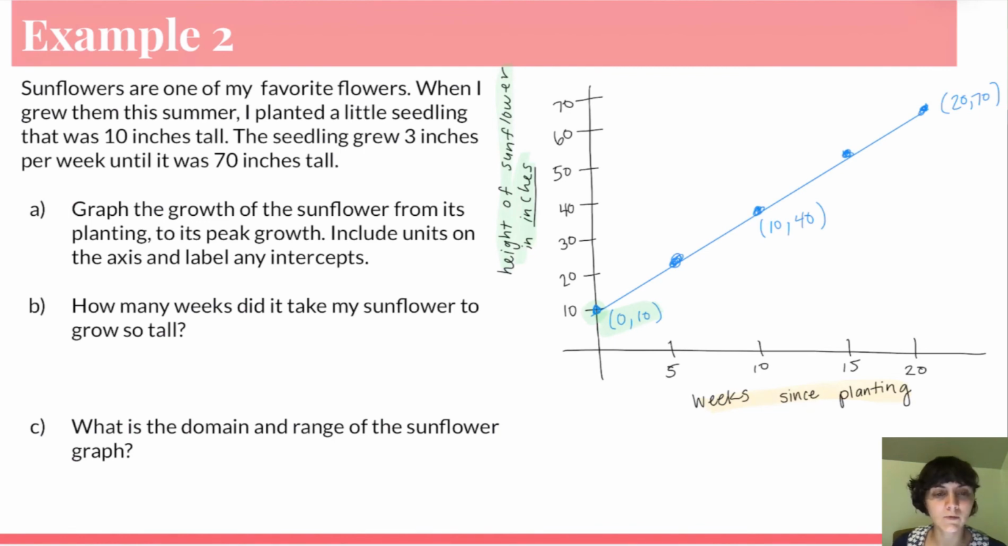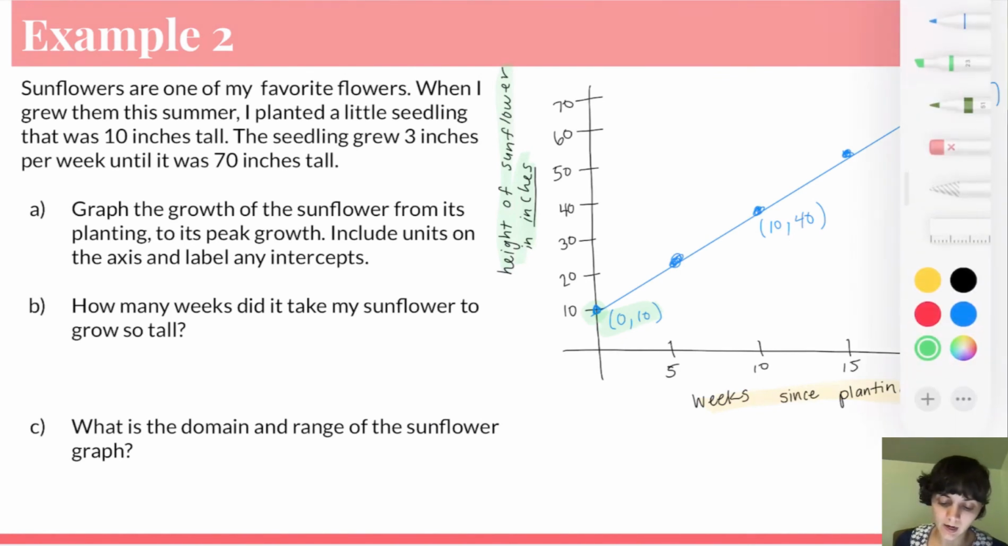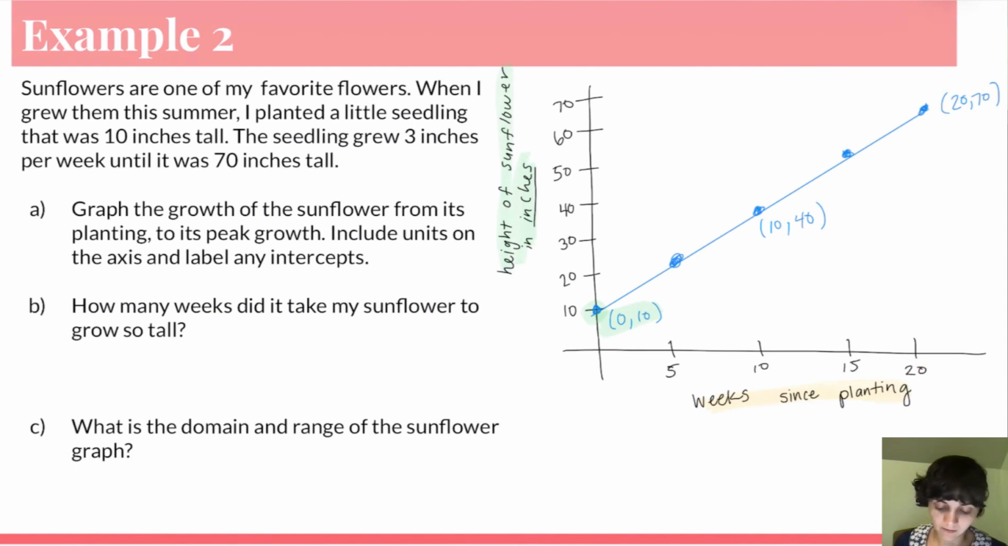Part B, how many weeks did it take my sunflower to grow so tall? So I already included a lot of information on my graph, and I did the mental math beforehand to figure out how to make my graph. And so I can see my sunflower peaked at 70 inches, and that took 20 weeks. So I can see that looking at the point 20, 70. So at 20 weeks, it was 70 inches. It's a long time. And then what is the domain and range of the sunflower graph?